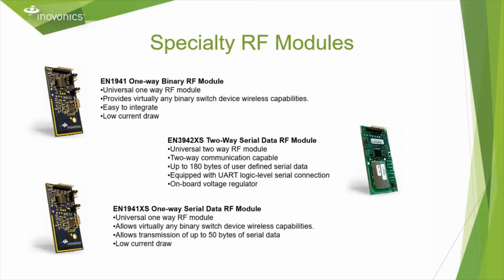The EN1941XS one-way serial data RF module is similar to the EN1941, but gives you the ability to transmit up to 50 bytes of serial data across the wireless band. Lastly, the EN3942XS is our two-way serial data RF module equipped with UART logic level serial connection, an onboard voltage regulator, and capable of sending up to 180 bytes of user-defined data across the wireless band.